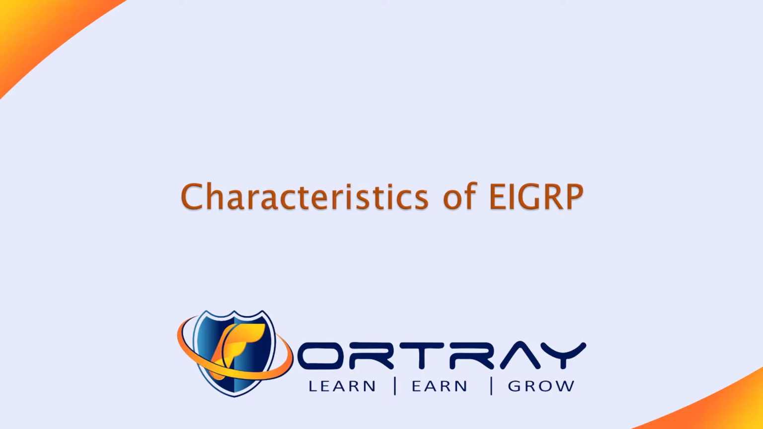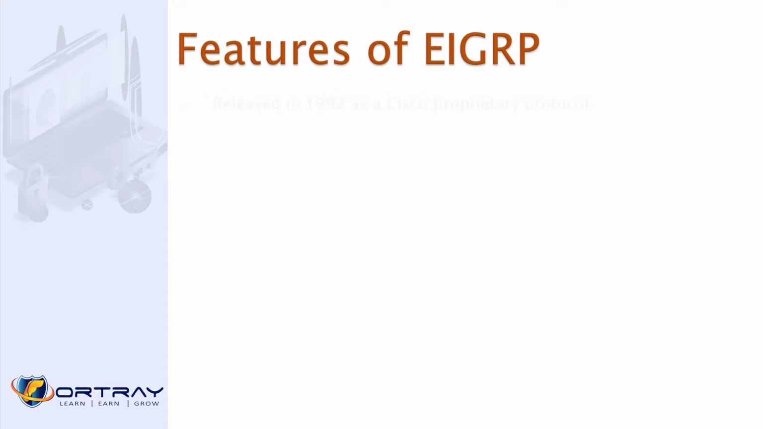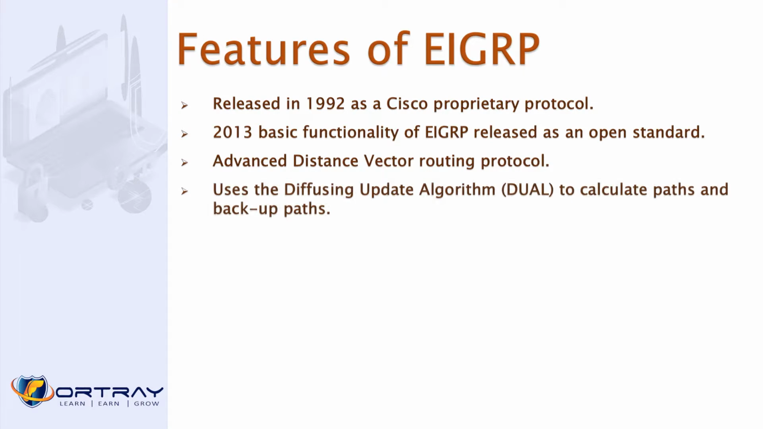So what are the characteristics of EIGRP? A feature of EIGRP: it was released in 1992, and it's Cisco proprietary, which means it only works for Cisco routers. I think now it has been adopted by other vendors as well, so it is working as a standard now, but not very popular. In 2013, basic functionality of EIGRP was released as a standard. So you can see from 2013, this has now become a standard as well.